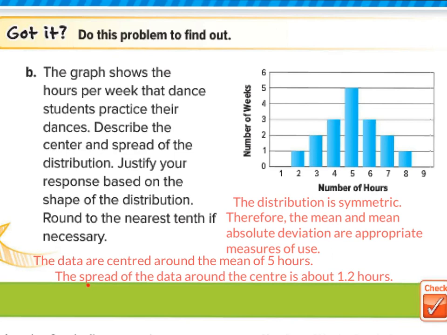Again, I found this by finding the mean absolute deviation, okay, or the mean absolute variation, sorry. So what I did was I found the difference between all my numbers and 5 and then I found that average to give me my 1.2 hours.